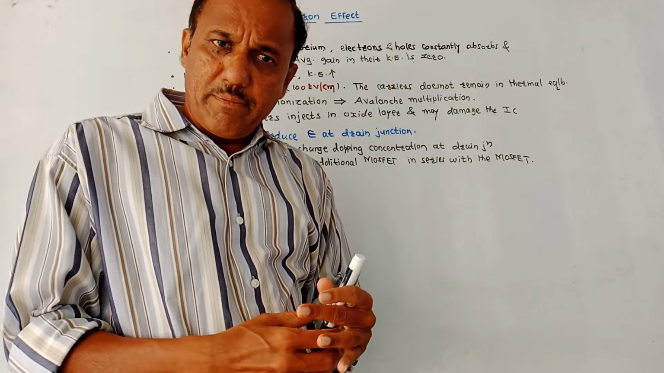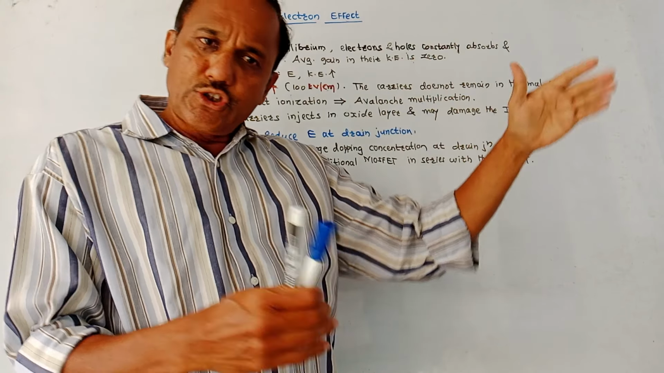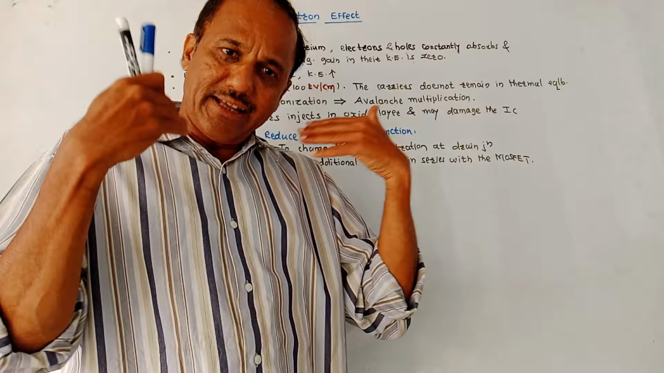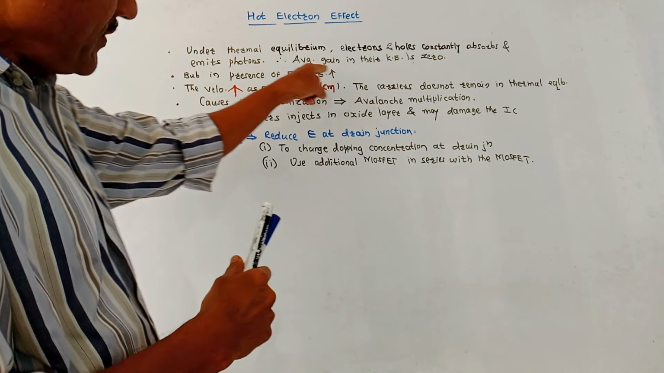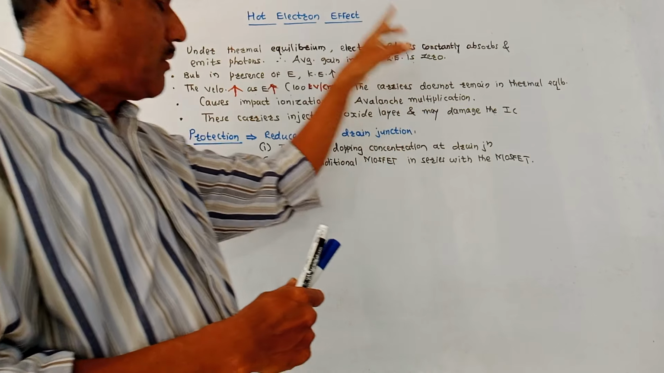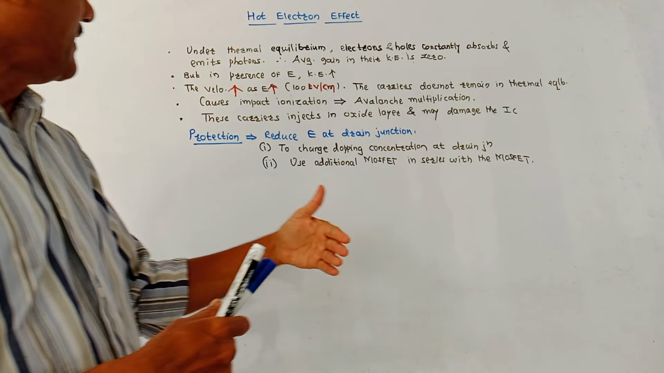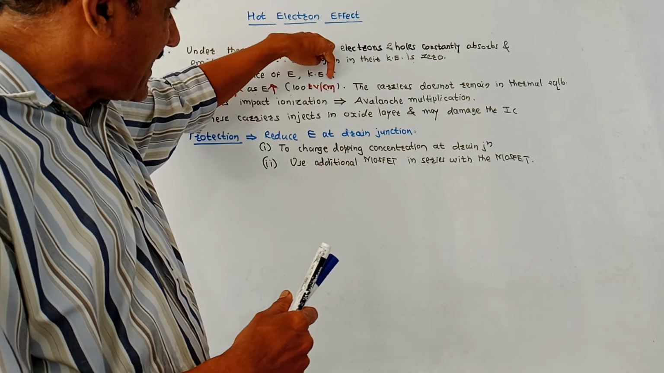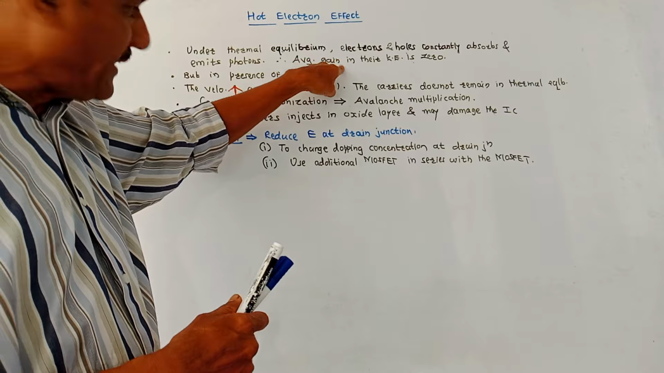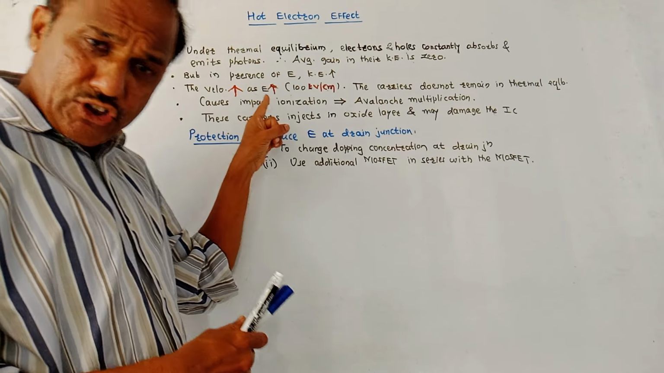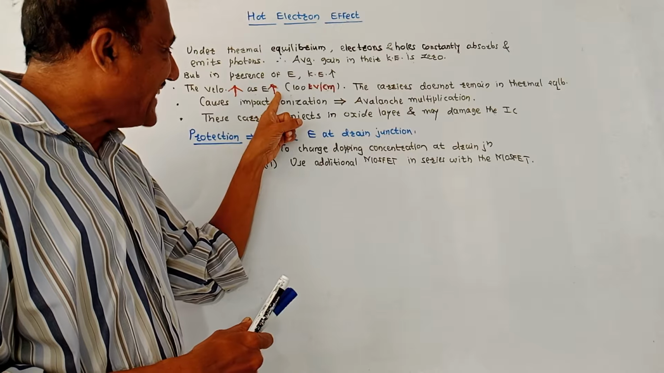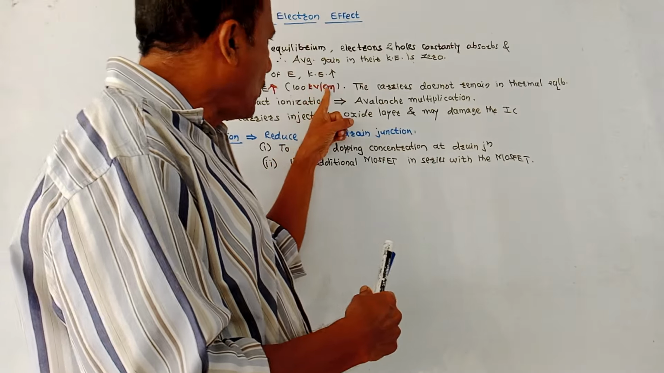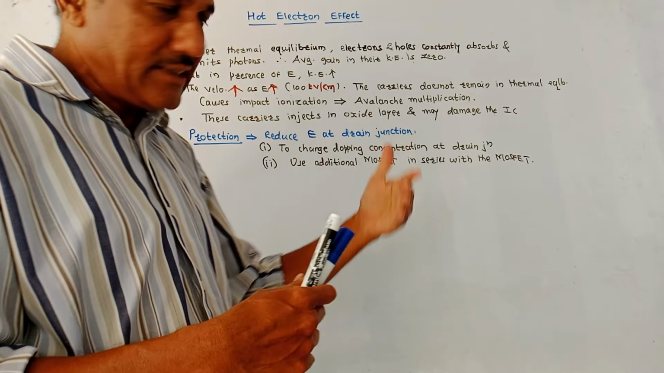Under the thermal equilibrium conditions, electrons and holes constantly absorb as well as emit the photons. That means they are absorbing and emitting the energy lines. So average gain in their kinetic energy is 0. But when electric field is applied, then in the presence of electric field, kinetic energy of charge carriers starts increasing. Upward arrow indicates values are increasing. Therefore, the velocity of such charge carrier increases as E increases. Typically, whenever electric field E becomes 100 kilovolt per centimeter, then velocity increases.